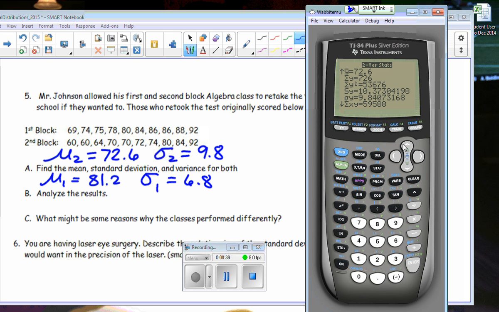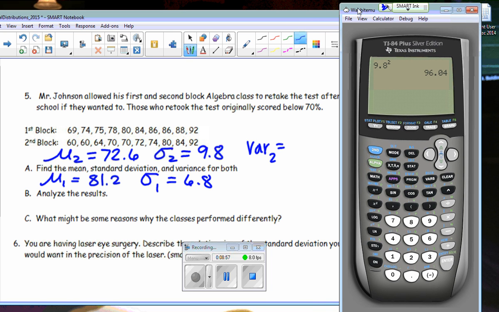How do I find the variance? You have to square it, right? So we're just going to have to square 9.8 and square 6.8. And this is going to be an estimate because we rounded. So the variance for block 2 was 96.04. And then the rounded variance, because we did round 6.8 as well, so it's an approximation, the variance for block 1 was 46.24. Again, those are just measures of spread.